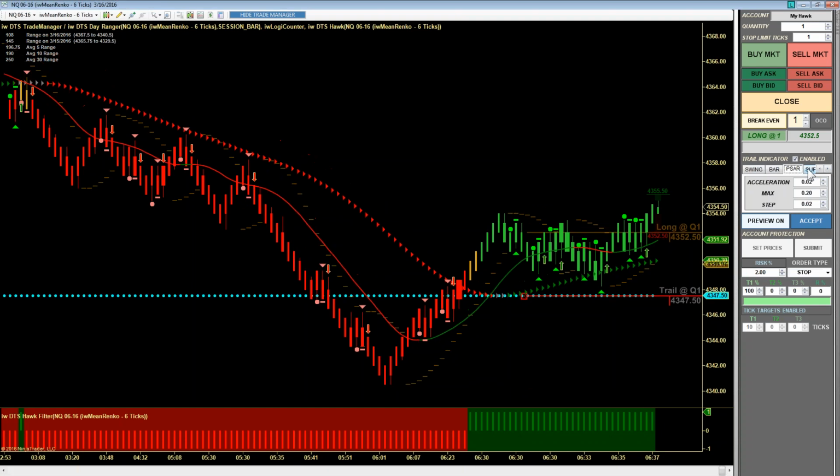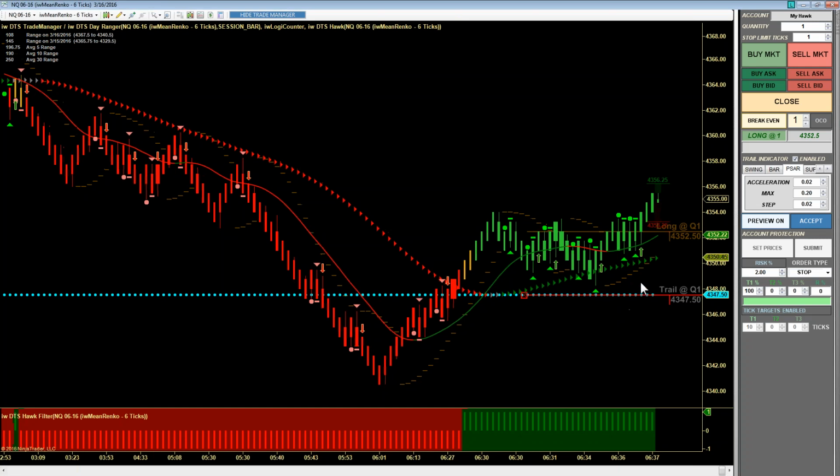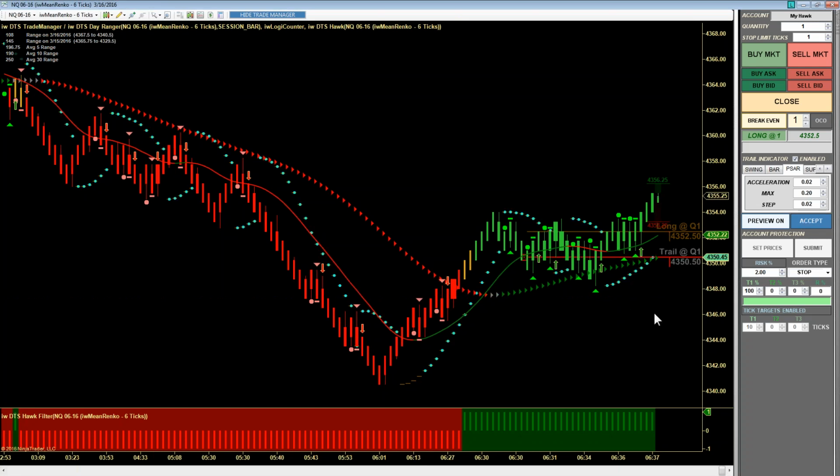Let's see if, oh, parabolics are a little bit too aggressive right now. I'll go to parabolics if we get any traction here, just so that you can see how the Trade Manager works. The Trade Manager is now going to roll my stops according to the parabolic strategy. So wherever you see these blue dots, that's where my stop loss order would have been.